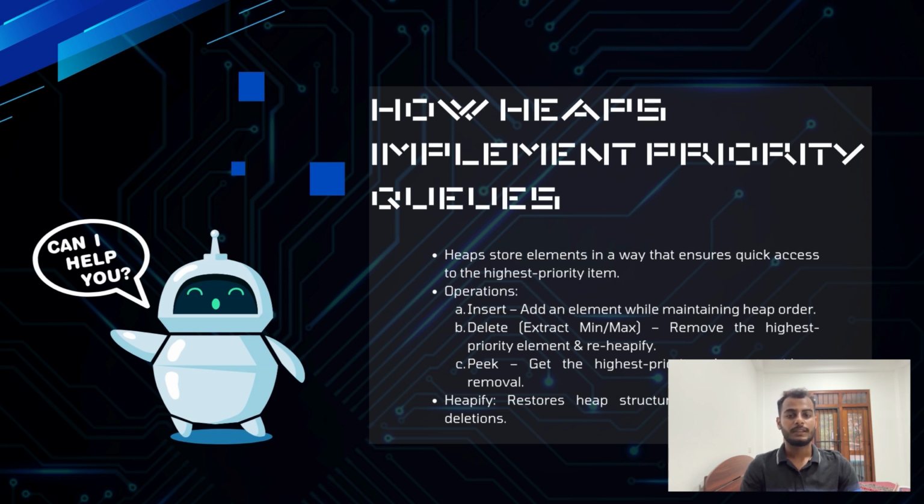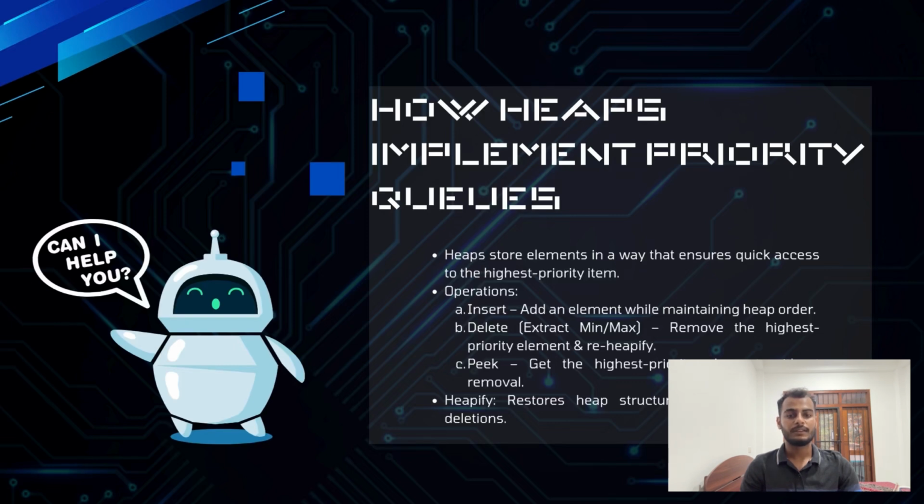Now that we know what a heap is, let's see how heaps are used to implement priority queues. In a priority queue implemented with a heap, the root always holds the highest or lowest priority element, depending on whether it is a max or min heap. Insertion of a new element takes place at the next available spot in the tree, and then we heapify the tree to maintain the heap property.